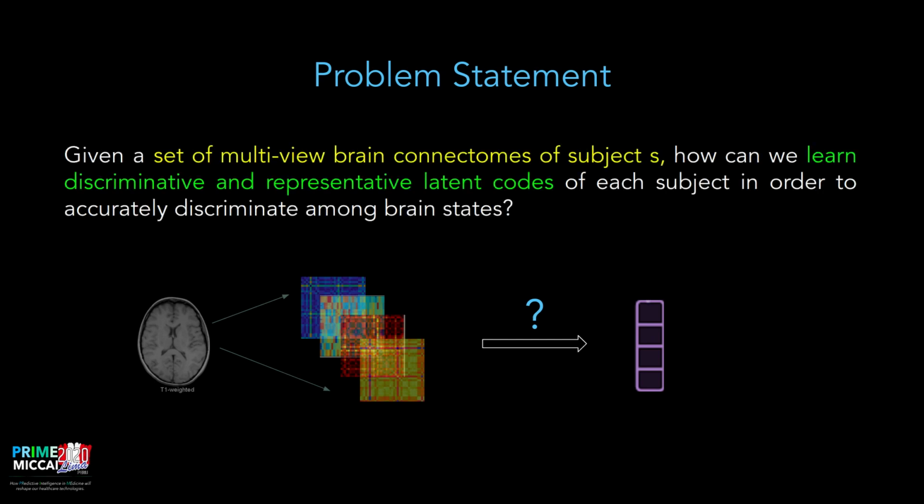What is our main goal? Given a set of multi-view brain connectomes of subject S, we aim to learn discriminative and representative latent codes of each subject by capitalizing on hypergraph structure to ultimately accurately discriminate among brain states.